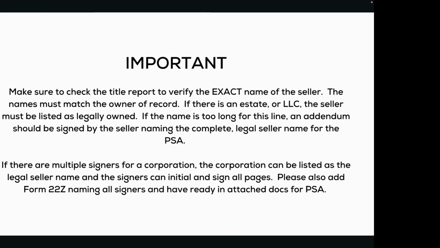If there's an estate or an LLC, the seller must be listed as legally owned. And if the name is too long for the line, an addendum can be signed and attached with the listing so we can keep the legal name in the purchase and sale agreement. If there are multiple signers, like for a corporation or an LLC, the corporation can be listed as the legal seller's name, and then we can add an additional signing page for all who need to sign. There is a form for this called a 22Z, where we can map out all the signers and attach it so they can all be included.